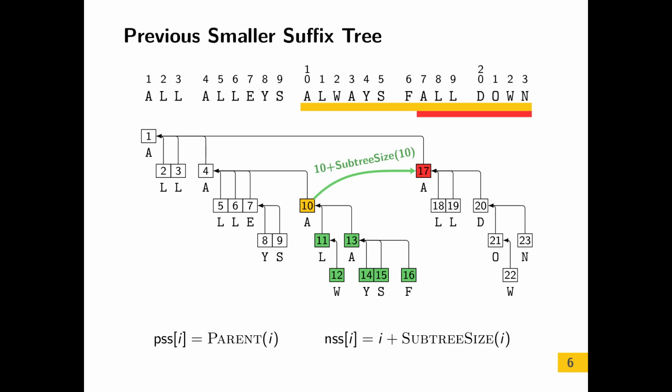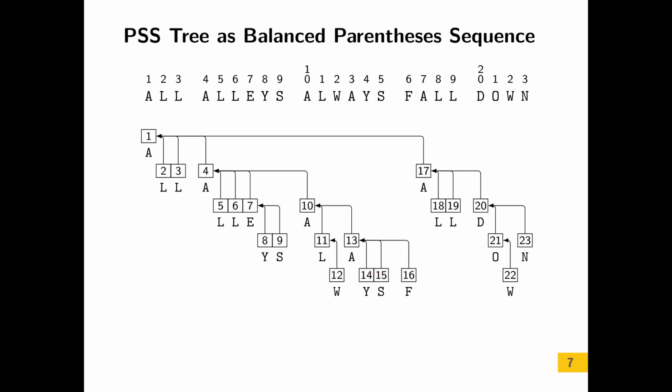It remains to be shown how to encode the PSS tree in a space-aware manner, while maintaining constant time parent and subtree size operations. This can be achieved by storing the PSS tree as a balanced parenthesis sequence, or short BPS. A simple way of obtaining the sequence is to perform a pre-order traversal on the tree, writing an opening parenthesis whenever we walk down an edge, and a closing parenthesis whenever we walk up an edge.